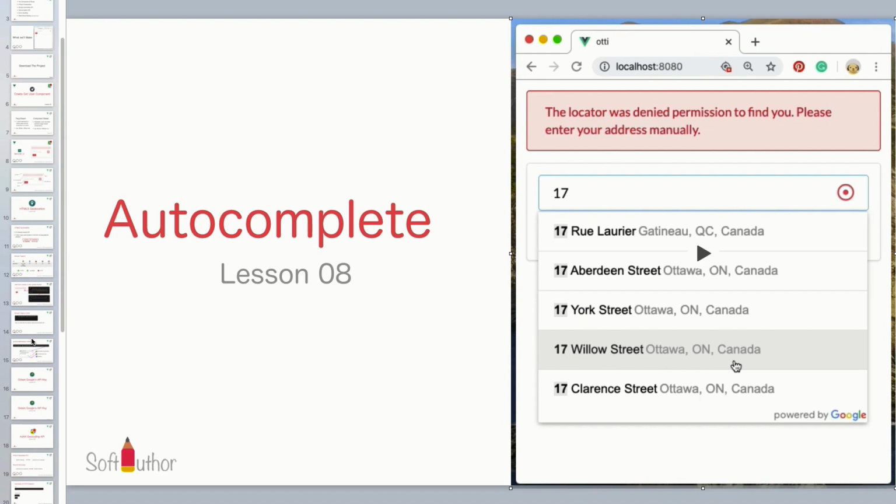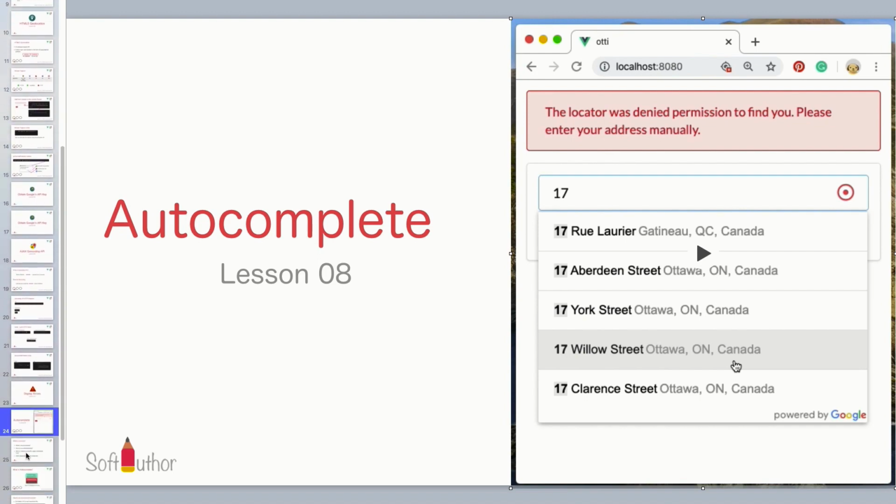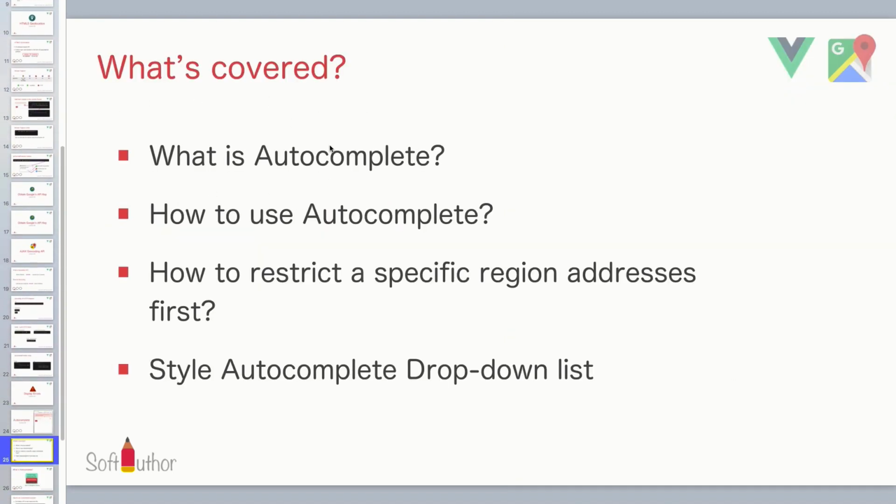First, I'm going to be showing you what autocomplete is and how to use it inside our project. Then you're going to learn how to restrict suggested addresses to a specific region so that users can get their addresses with less typing. Finally, let's have some fun changing the CSS style of the list to match our theme.